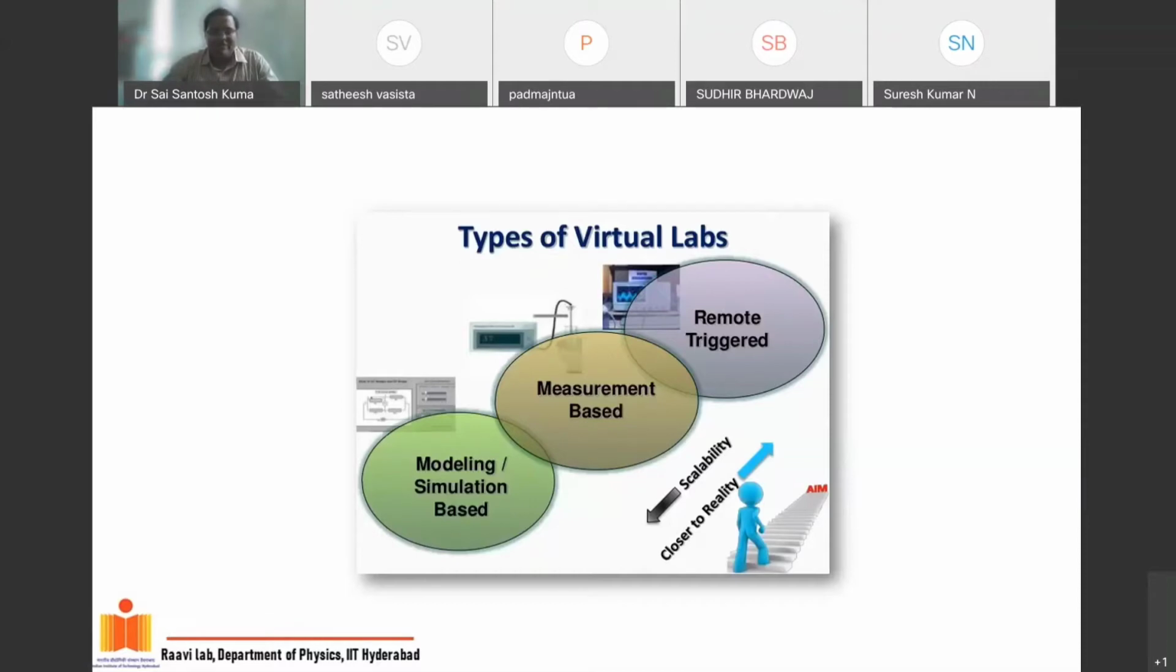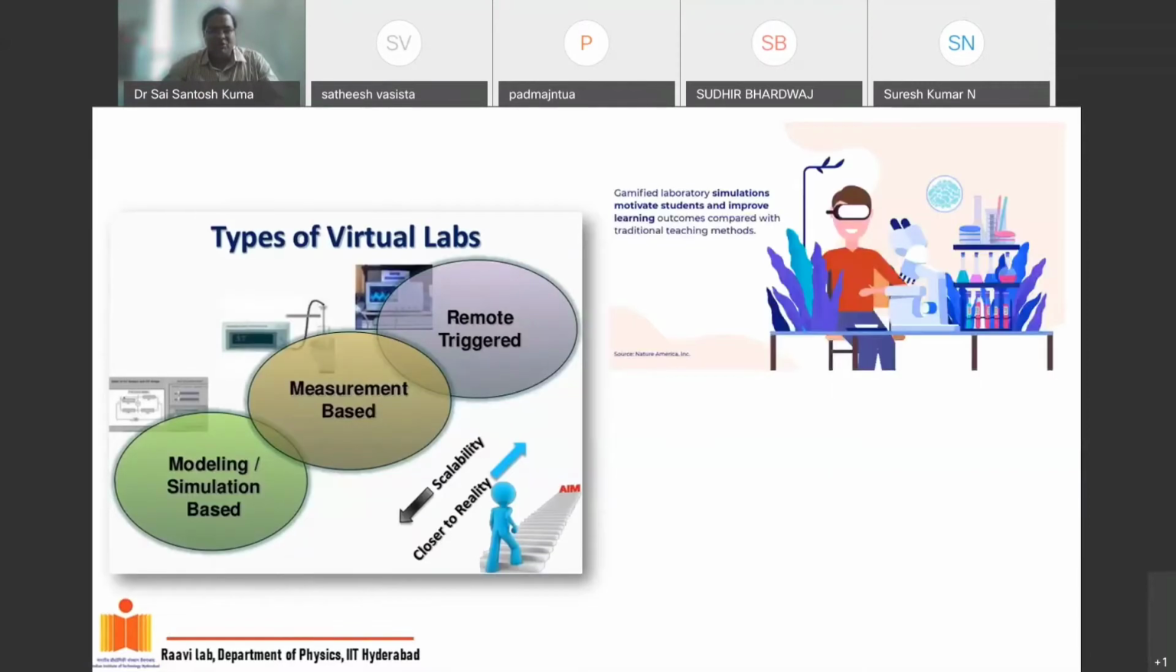So why is it gaining more preference? It's not just the COVID issue. It is also found that a gamified laboratory simulation motivates students and improves learning outcomes compared with traditional teaching methods. Given the present scenario, we think that because of COVID the virtual labs have become more important, but this is not the case. Virtual labs have been introduced by MHRD and the Indian government, as well as a lot of other governments all across the world, because they have their own benefits.